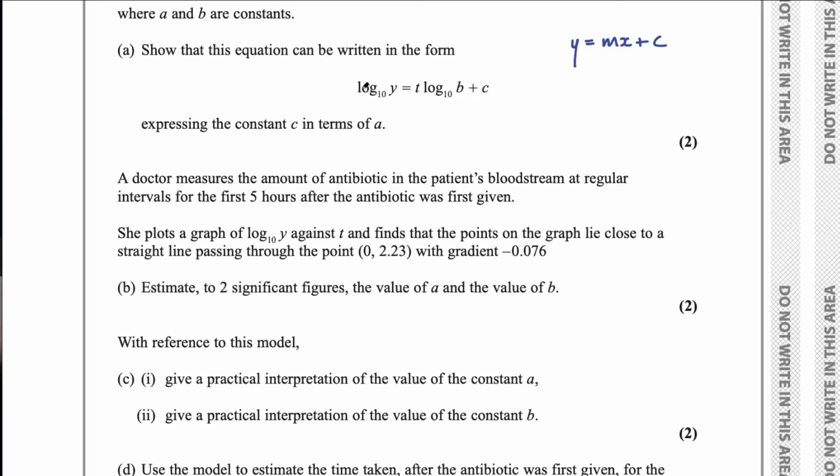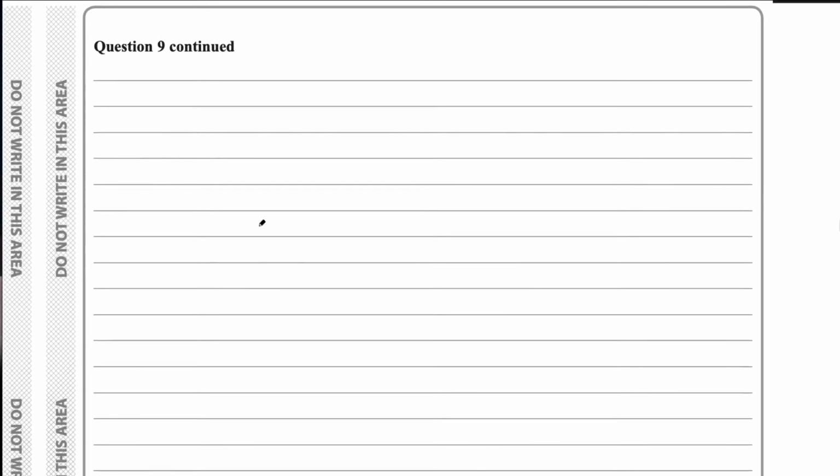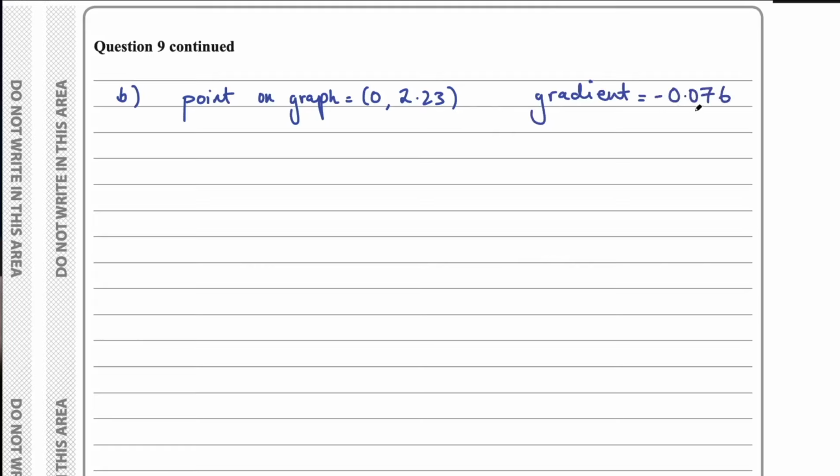So going up to this equation again, making that connection between c and the y-intercept, we know c will equal 2.23. And remember what c is. c was log a. So we'll be able to say log a equals 2.23. All right, so I'm going to write down as much of that information as I can. The gradient was negative 0.076. Then let's write down the equation as well, and the form that this essentially matches up to, so y equals mx plus c.